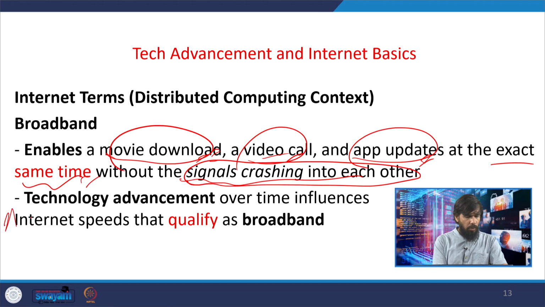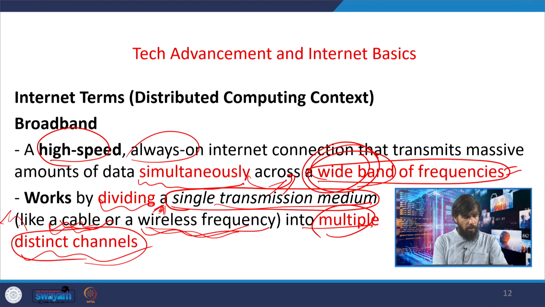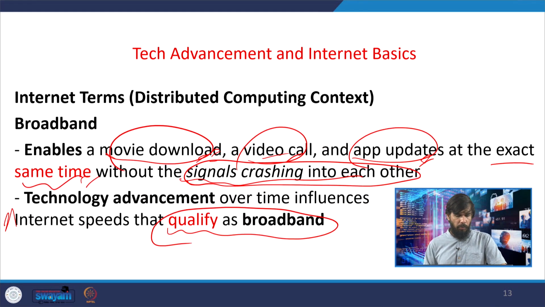Now, how do we define broadband? What kind of connection actually qualifies as broadband? Because we said in the previous point that a single transmission medium is divided, and the single transmission medium can be cable or wireless frequency, right. So, when can we call this cable medium or wireless medium broadband? Is there a criterion to say that a particular connection is a broadband connection or not? Now, over a period of time, technology advancement has happened and keeps on happening.